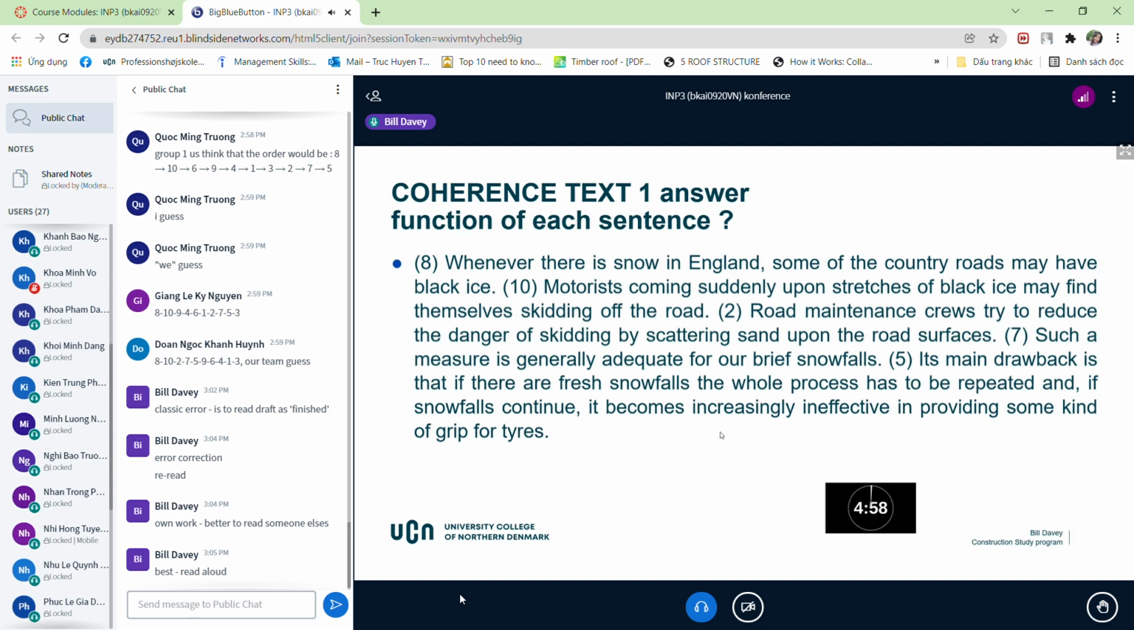Okay, let's look at this. I'll read it aloud, and as I read, don't worry too much about the words. Think about, what is this sentence doing?